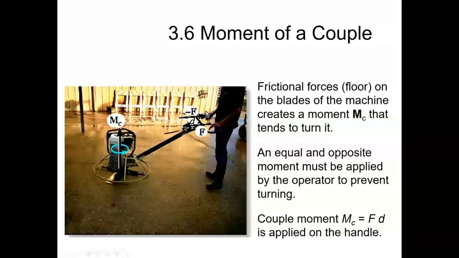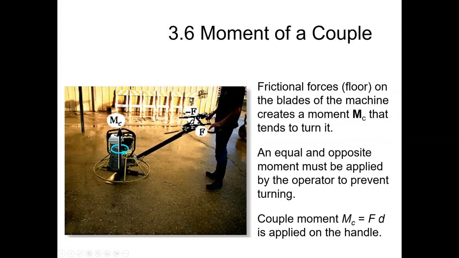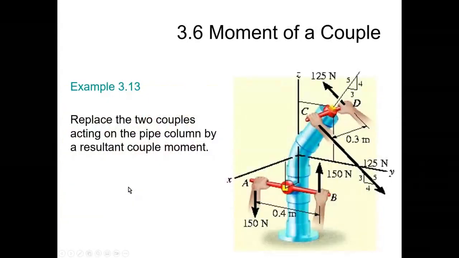So the operator would hold the handles and he exerts two forces of equal magnitude in opposite direction. And this resistive couple cancels the frictional couple which the device applies on the ground. So here, let's replace the forces with a couple. The first one is the shortest distance we have is 150 multiplied by 0.4.